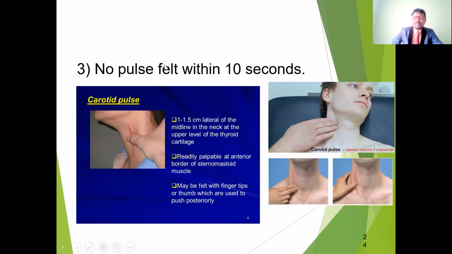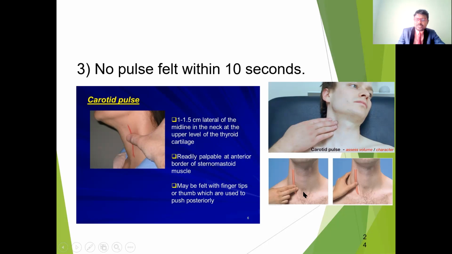If no pulse is felt within 10 seconds, we shift the patient as soon as possible to the support area with the proper position. We use a hard flat surface, so we shift the patient to the hard flat surface. Then we can check the pulse at the carotid level. So where do we check the carotid pulse?